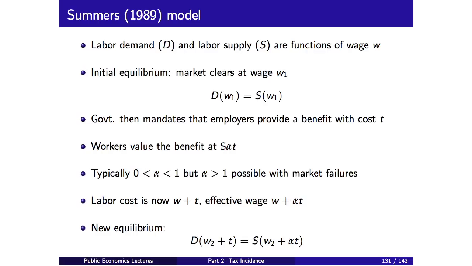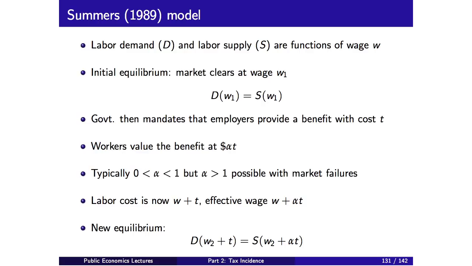So Summers' 1989 model, very simple setup. Labor supply and labor demand curves are functions of the wage, W. Initial equilibrium, market clears at wage W1. Government then mandates that employers provide a benefit that costs T, okay? It costs T dollars to provide this benefit. To make it super simple, think of it as like we have to provide free lunches for all of our workers, and that costs $5 per person. Now, workers value that benefit at alpha T dollars.